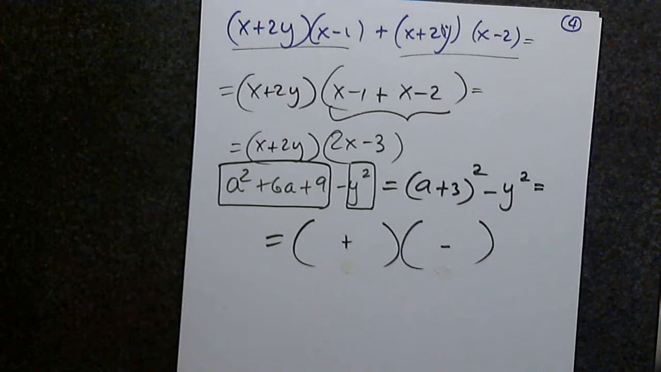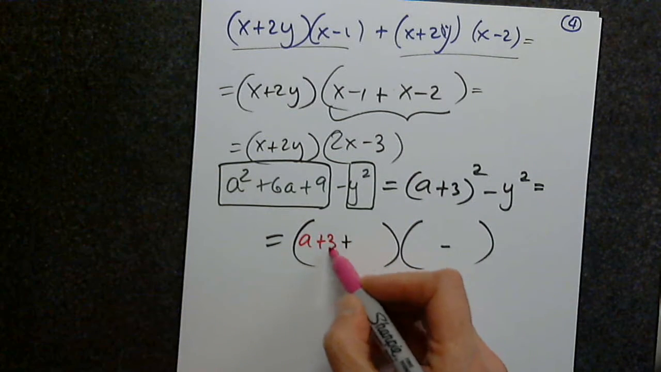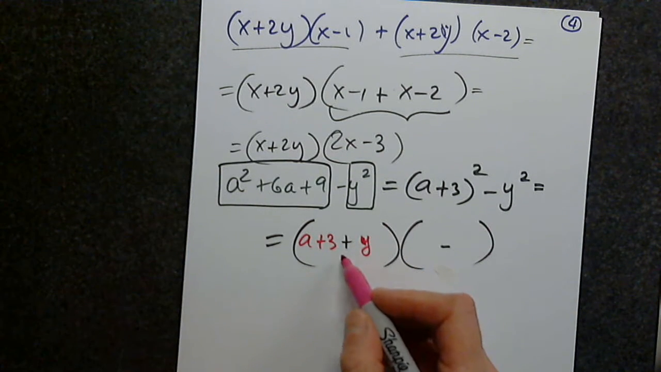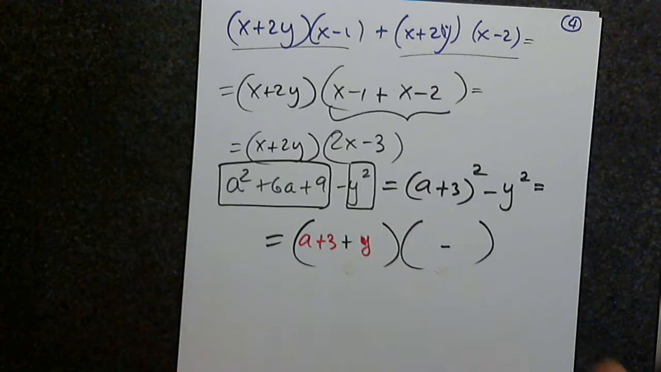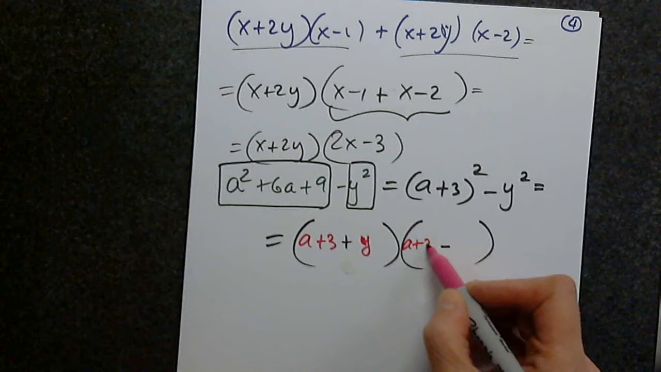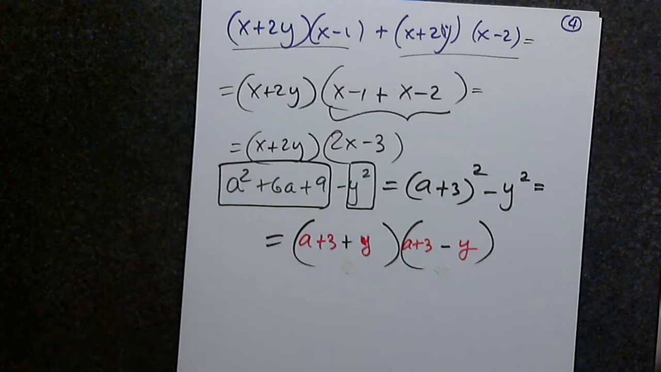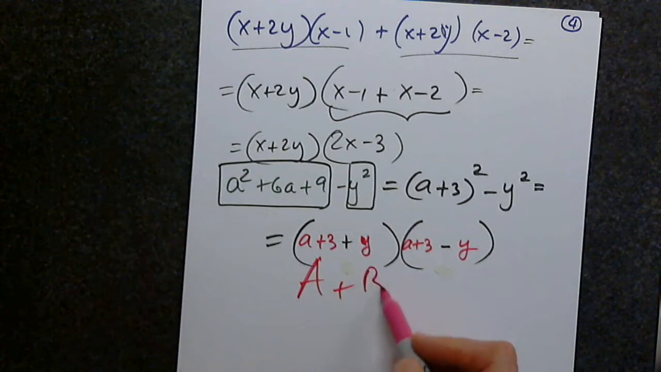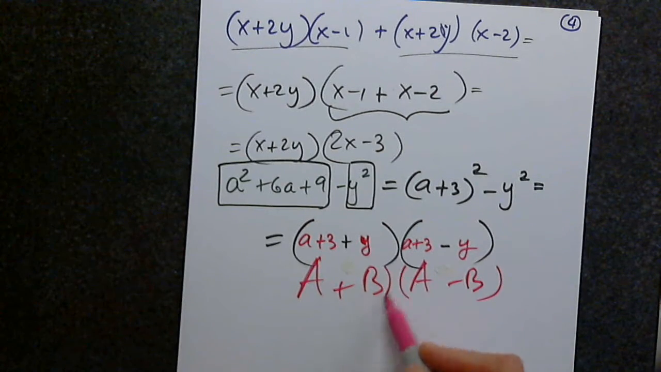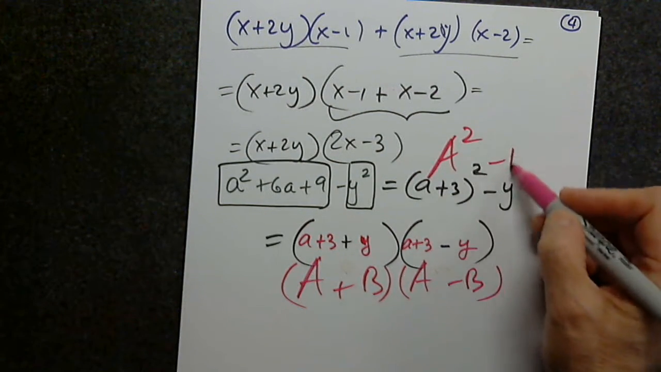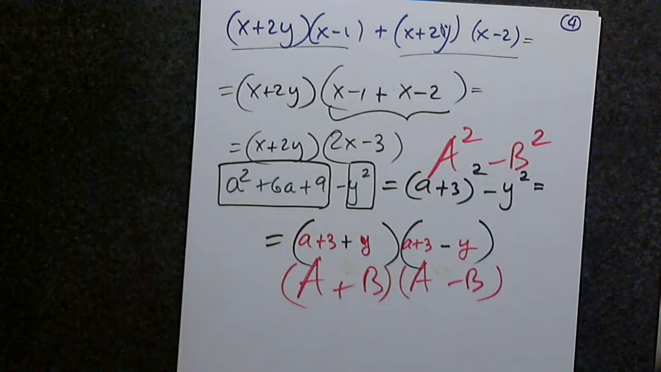Can anyone give us the plus? Would it be a plus 3 minus y? But plus first. Yeah. It doesn't matter because I put plus in front. You can write them the opposite. And then a plus 3 minus y. That's it. Because we had a plus b and a minus b, and this was a squared minus b squared. Yes, that one was different. Very good. Any questions?